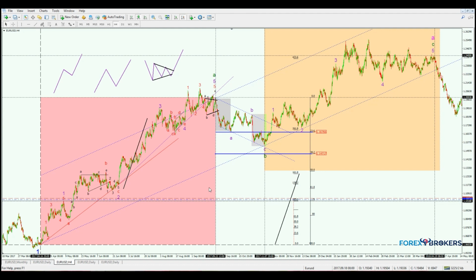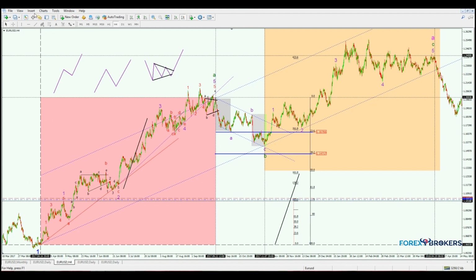Or A, B, C, D, E if it's a triangle. If you decide that it is a corrective move, then the next part of the analysis is to establish if that move is simple or complex. If it is simple, the price action that follows the simple correction must be confirming. What are the confirmation steps?